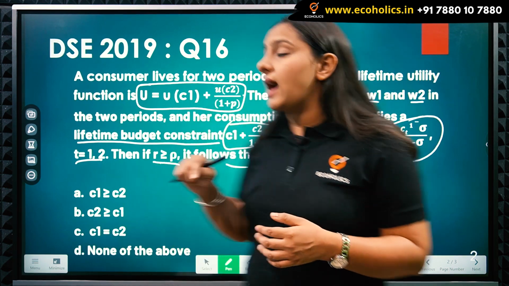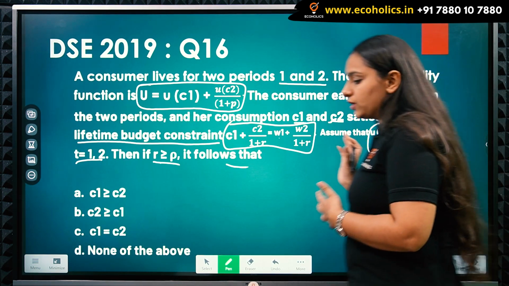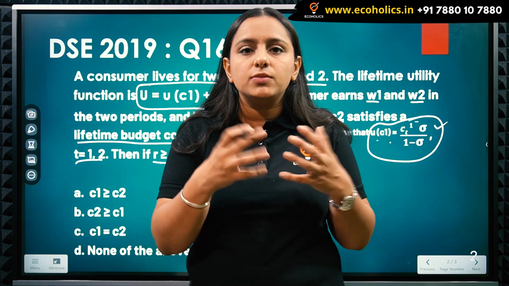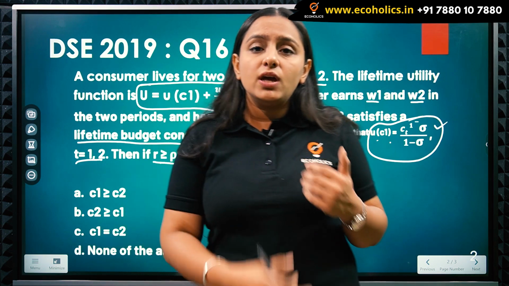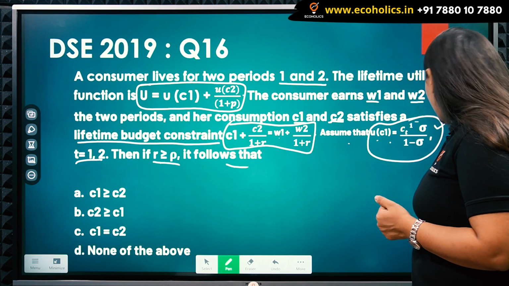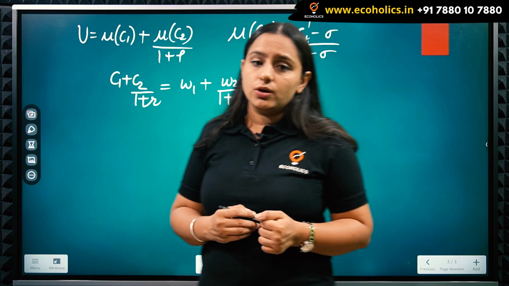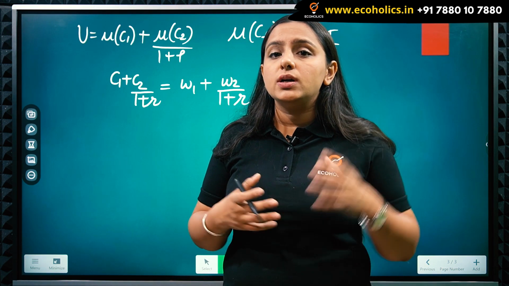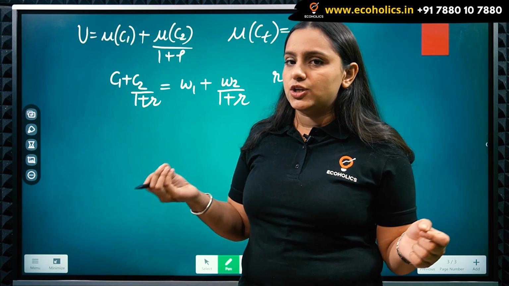But because they have given us this utility function, maybe there would be some little tricks in this or something else. So let's see, is it the same thing we are going to get? We will have to do it mathematically to check our answer. So this is the information given to us by the question. How will I do it? The main objective of my consumer is to maximize utility subject to a lifetime budget constraint.